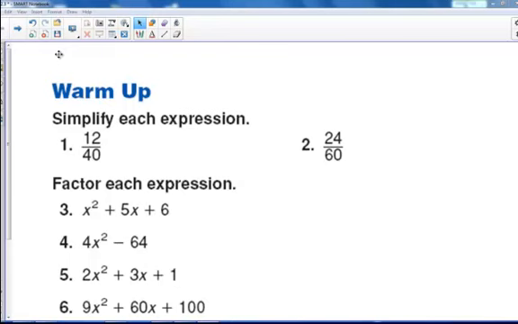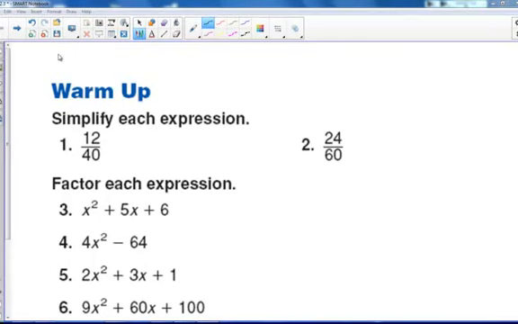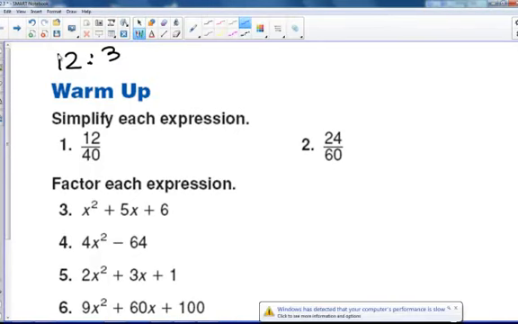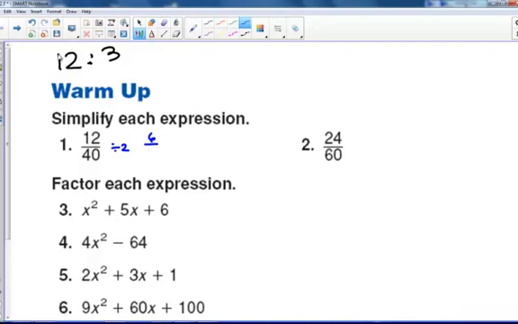Chapter 12, Section 3. And we're going to really quickly simplify. We're going to start by just remembering how to simplify fractions. So if you have 12 over 40, you could divide each of these by 2, which would give you 6 out of 20. Divide by 2 again, which would give you 3 out of 10. So since we divided by 2 twice, the greatest common factor of those two would have been 4. If we would have initially divided by 4, it would have been quicker.